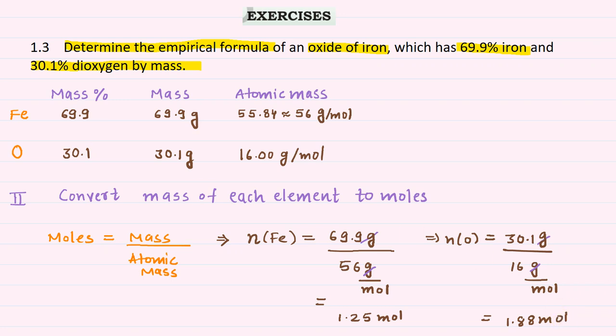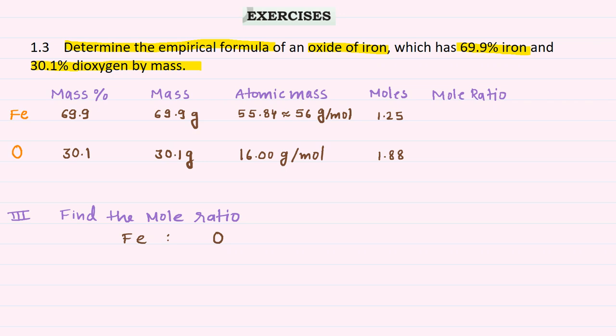Now coming to the third step. In the third step, we need to find out the mole ratio. How can we find it? Let's see. Here, we need to look for the moles which is smallest. We can see it is the Fe which is having 1.25 moles, which is smaller than moles of oxygen. So we need to write the moles of Fe as 1.25 and moles of oxygen as 1.88. Now divide moles of Fe by 1.25 and divide moles of oxygen by 1.25. On solving this, we are getting the value as 1 ratio 1.5.